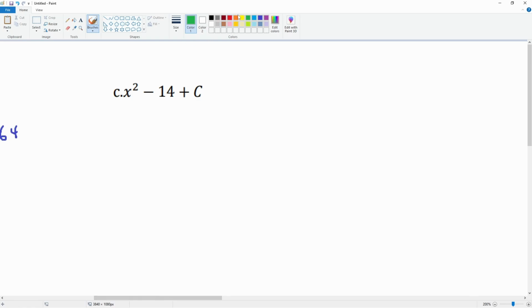Then the B term here is, oh, there should be an X here. I'm sorry, there should be an X here. The B term here should be a negative 14. I divide this by 2, which gets us negative 7. I square it now, and it becomes 49. Since it becomes 49, I can say that this C value here is 49, and it is now complete. C is equal to 49.